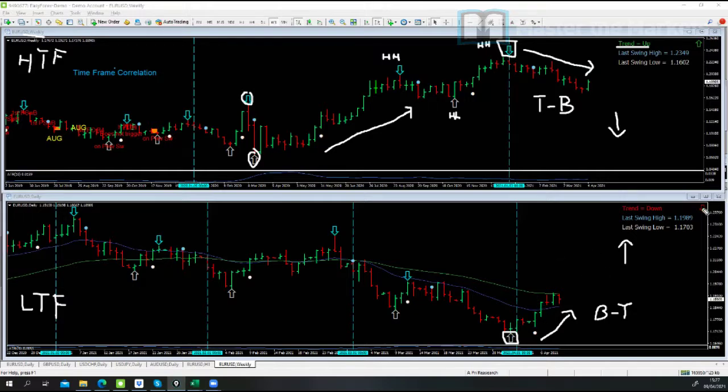We're going to use a higher time frame to take a trade on a lower time frame to minimize our risk. So what we look for is which is the dominant trend. This time it's not a dominant trend. This is down, this is up. So we wouldn't be looking at possibly taking a trade here.